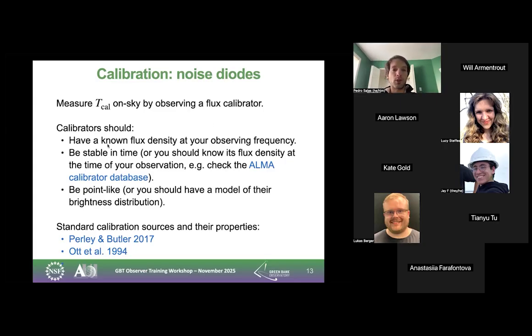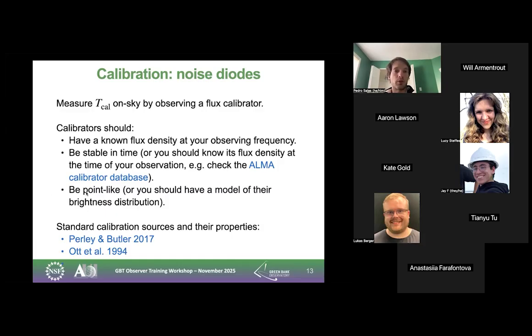The ones that you should pick should be stable in time in that case, because the Perley and Butler for most sources only gives like a snapshot, right? So if things have changed with time, it won't be useful. If you're observing at higher frequencies, most sources are time variable. Luckily, ALMA does regular checks on those sources and provides basically fluxes for all of the sources. You can cross calibrate against those.